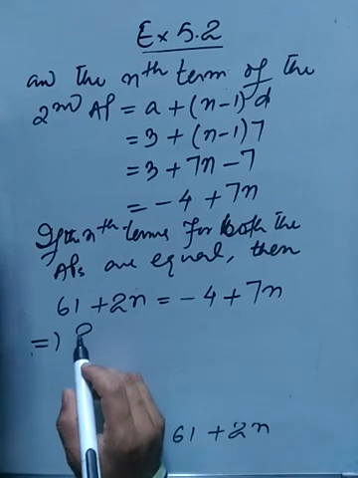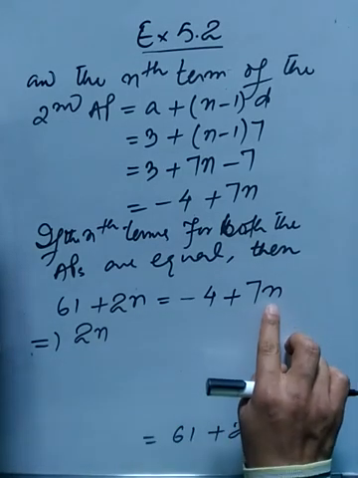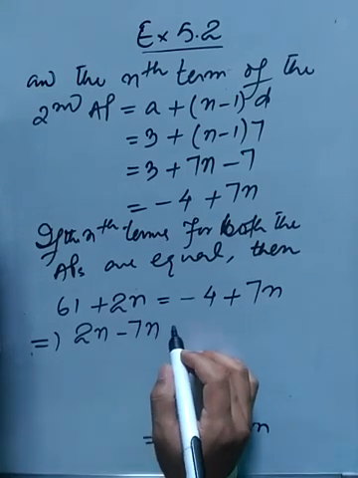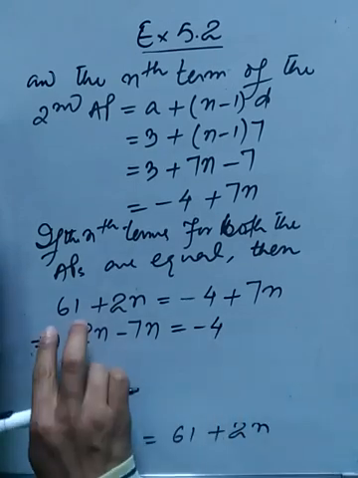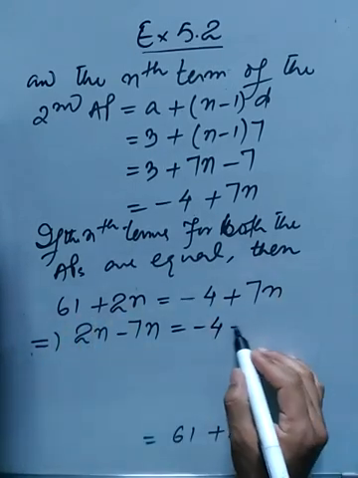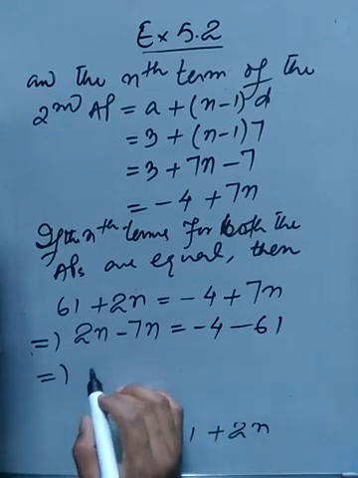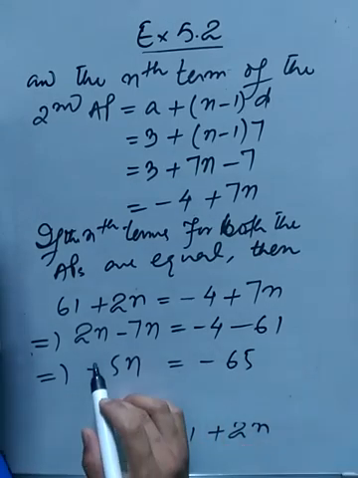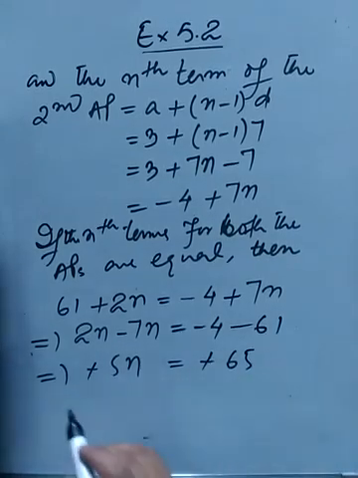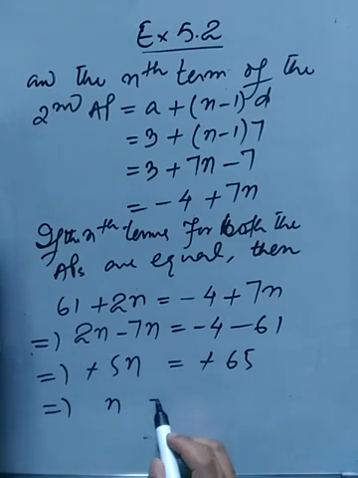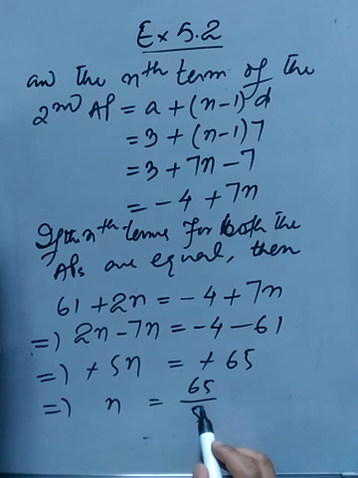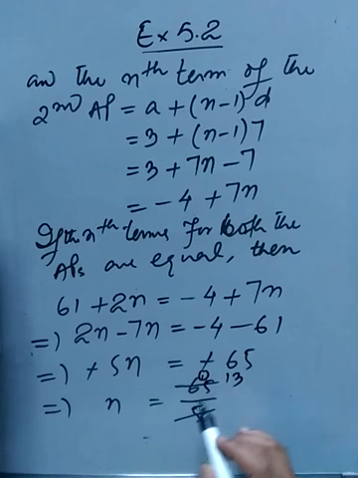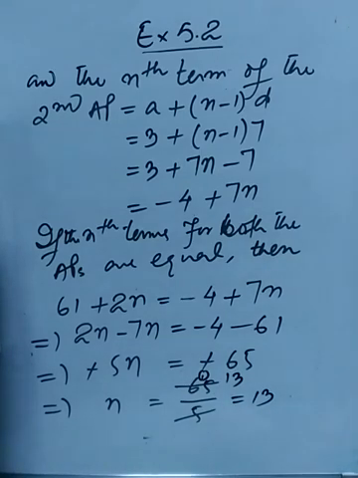This is twice n, so let me write twice n, and this term having n, let me bring to the left hand side. So now it will be minus 7n. We have here minus 4, and 61 will come to the right hand side, it will be minus 61. So we have minus 5n equal to minus 65. So the minus minus I can cancel. So n will be 65 divided by 5. 5 3 15. So we get the value of n as 13.